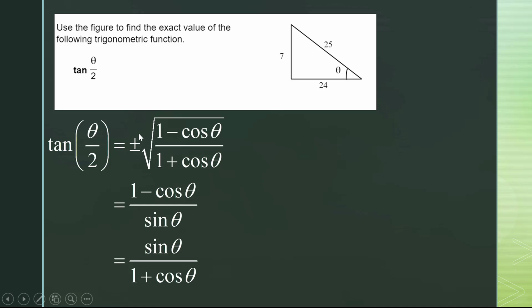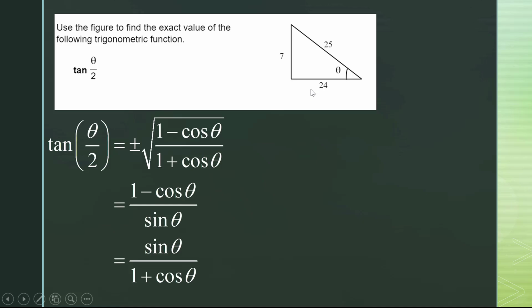As far as the plus or minus on this first formula, it's not both of those things. It's going to be the one based on the quadrant in which theta lies, or really theta over 2 lies. So for now, we're dealing with an acute angle for theta. We know this because we're looking at a right triangle. And if I take half of theta, that's also acute. So I already know that my final answer for this is going to be positive.